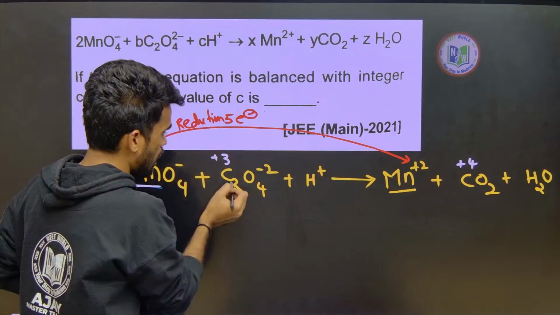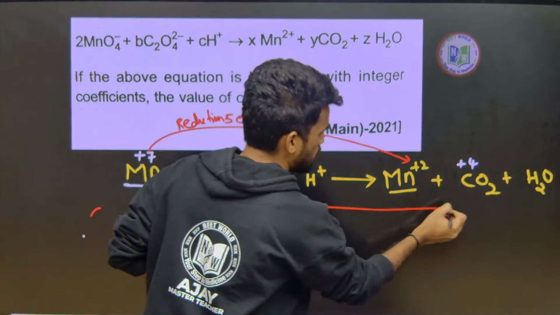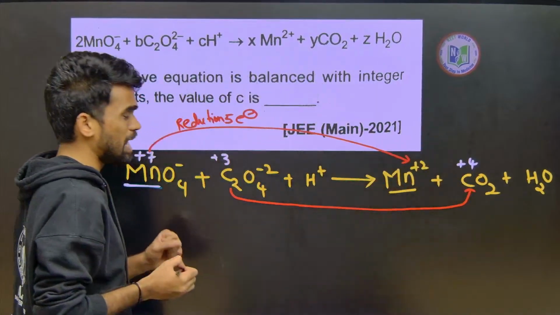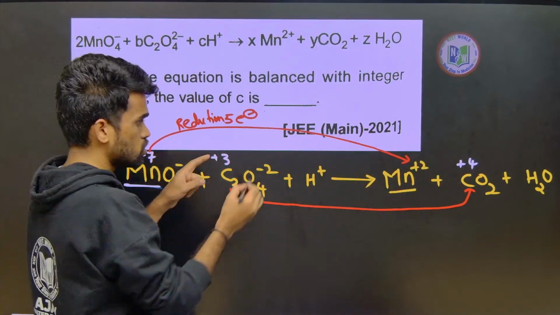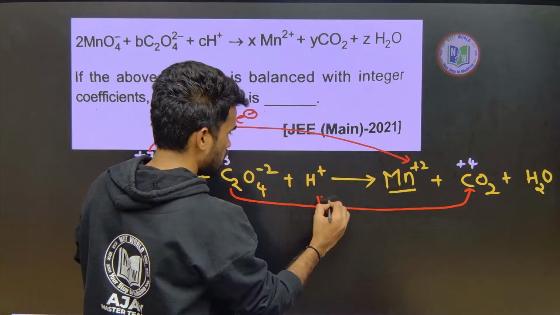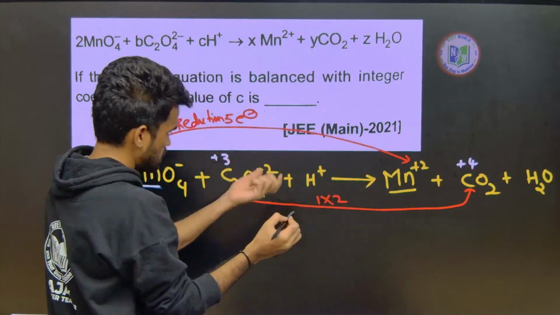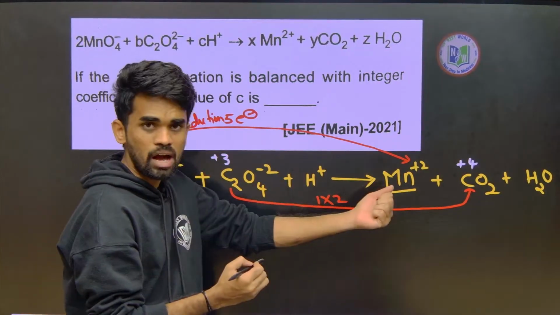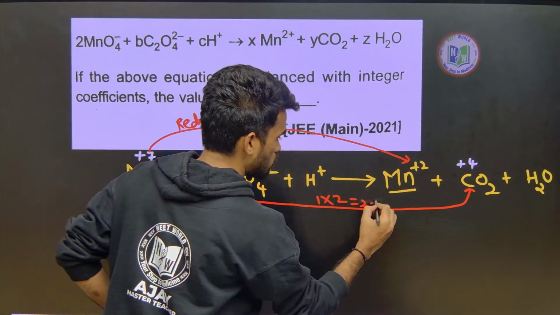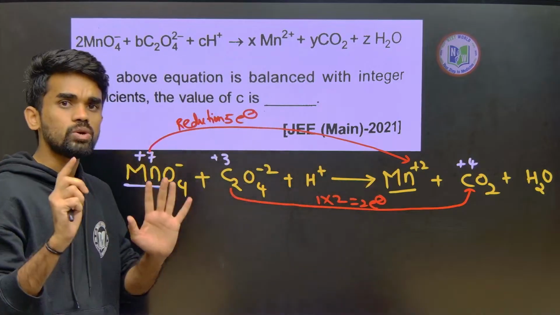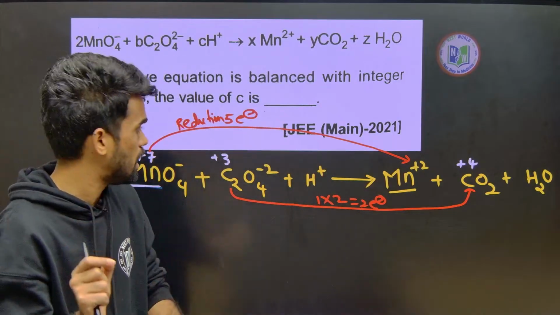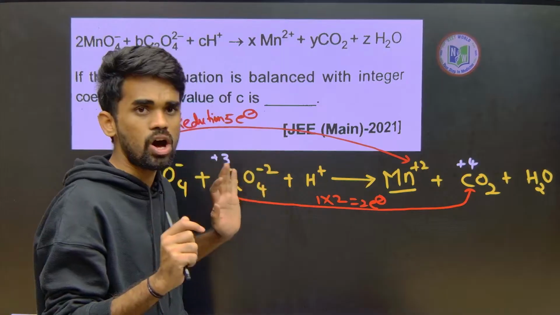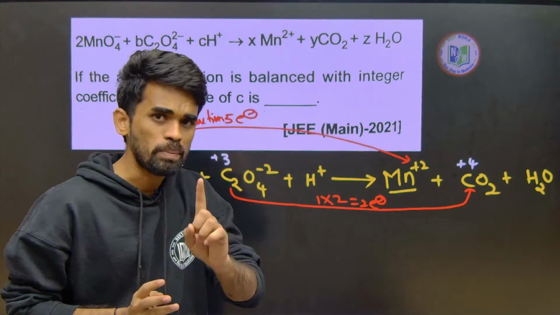Now here, carbon goes from +3 to +4. So how many electrons are lost by one carbon? One carbon loses 1 electron. There are 2 carbons, so the complete oxalate molecule loses 2 electrons in every oxidation. So 2 electrons. Like this, you need to identify the loss of electrons and gain of electrons in the reduction and oxidation processes. Hope it is clear up to here.